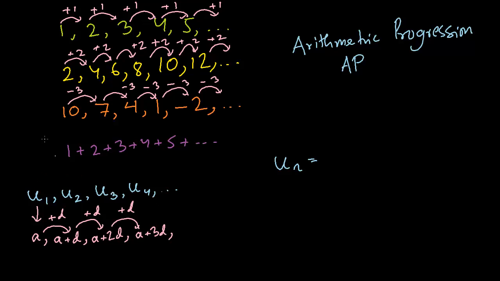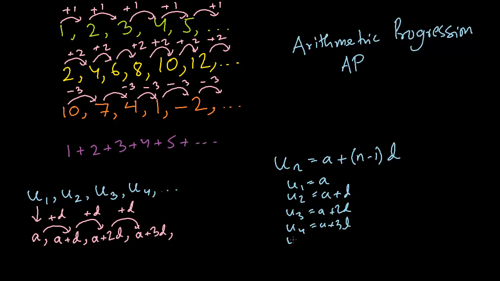Now you can see some sort of logic emerging. If this is the first term, then u sub 2 is A plus D, u sub 3 is A plus 2D, u sub 4 is A plus 3D. That means u sub n would be the first term plus n minus 1 times the common difference. So u1 is A, u2 is A plus D, u3 is A plus 2D, u4 is A plus 3D, u5 would be A plus 4D, and on. From that you can get the idea how it would move on.